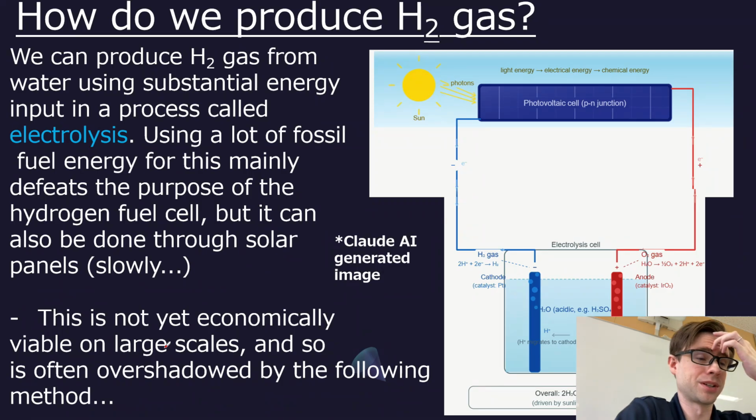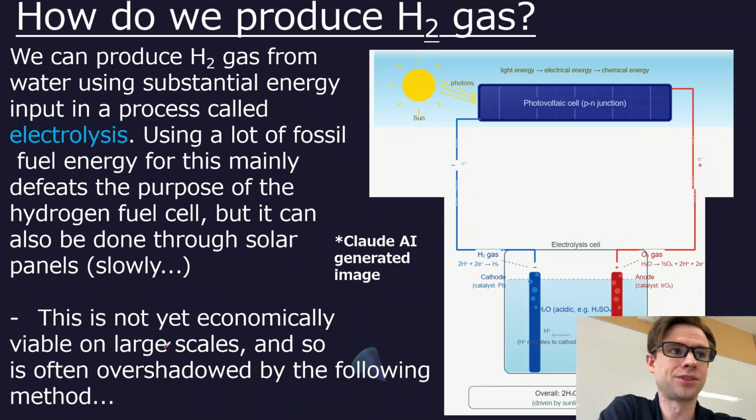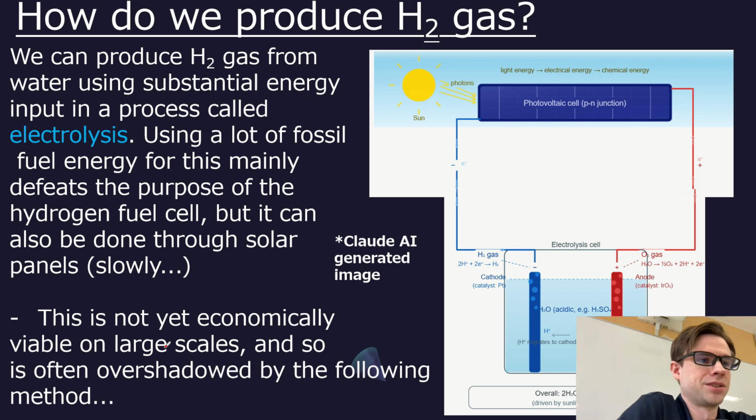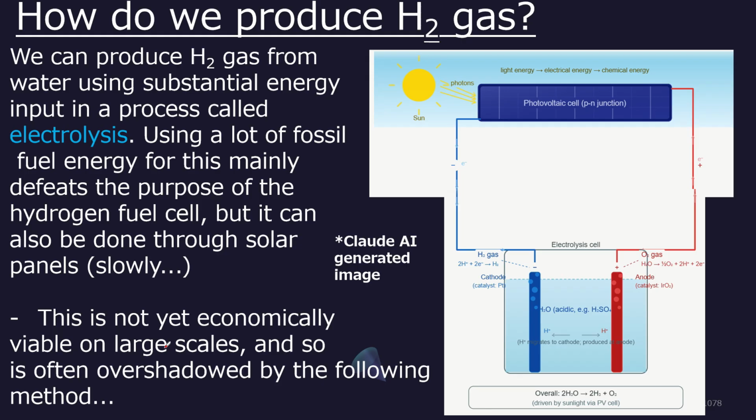It can be done through solar panels, photovoltaic cells, they're called. Mostly like the solar panels you might see on some buildings or on the sides of the roads or in some facilities. But this is fairly slow and inefficient. There's a diagram I have on the right here. So if we have some acidic solution connected to our photovoltaic cell, we can do electrolysis and produce O2 gas on one side, H2 gas on the other, collect the H2, and then use it in our hydrogen fuel cell.